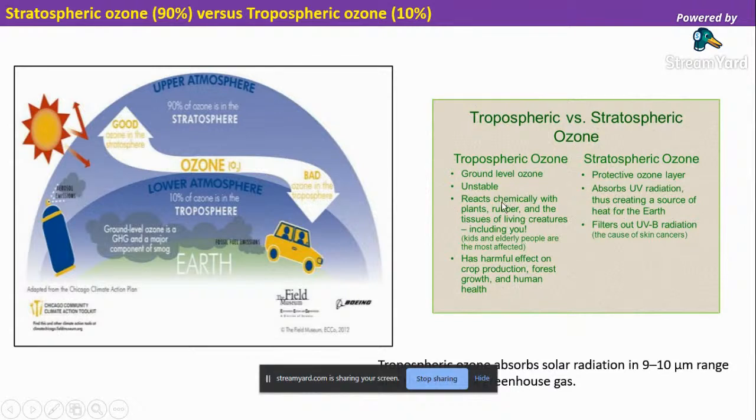However, tropospheric ozone is a greenhouse gas, because it is formed due to chemical reactions happening in the troposphere. In day-to-day life we can see our smog, which is because of this tropospheric ozone. The gases we call greenhouse gases absorb radiation in the thermal radiation range of 9 to 10 micrometers. Thus we call them greenhouse gases.